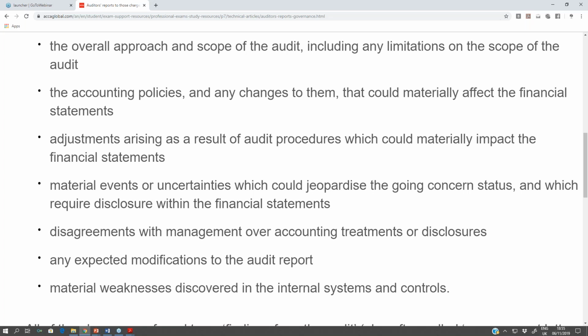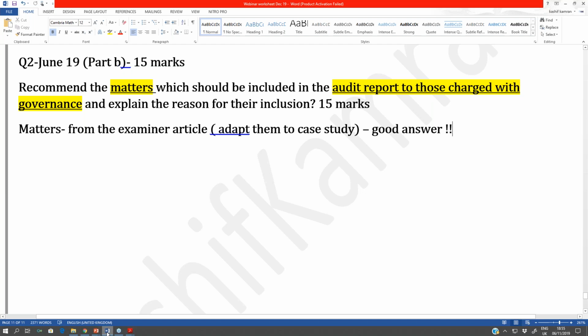And lastly, any weaknesses identified in the internal control system. Any weaknesses you identified in the internal control systems, you should also be communicating them to the management. See how many examples, almost 7 examples given by the examiner in this article. And then in the June 19 exam, the examiner put you in a question: recommend the matters which should be included in the audit report to those charged with governance. Now, when you take the knowledge of the matters from the article, these are the matters.